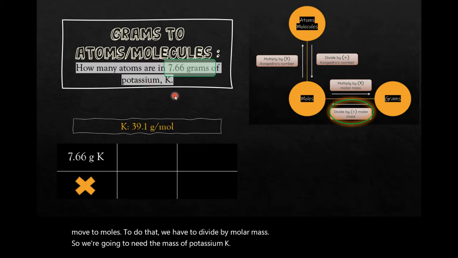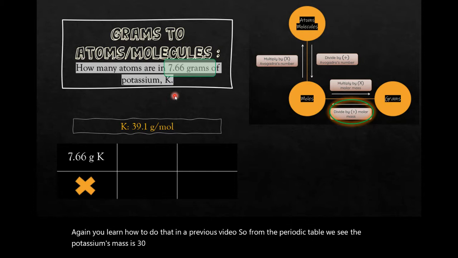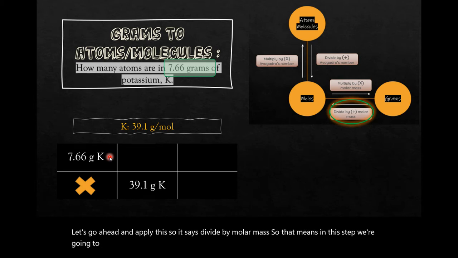Again, you learned how to do that in a previous video. So from the periodic table, we see that potassium's mass is 39.1 grams per mole. Let's go ahead and apply this. So it says divide by molar mass. So that means in this step, we're going to divide by the 39.1, and that's 39.1 grams per mole. So 1 mole goes on top.